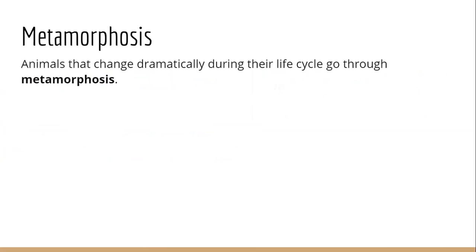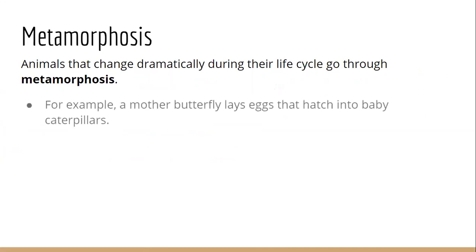So what is metamorphosis? Animals that change dramatically during their life cycle go through metamorphosis. So an animal that goes through metamorphosis, for example, are butterflies. So a mother butterfly lays eggs that hatch into baby caterpillars.